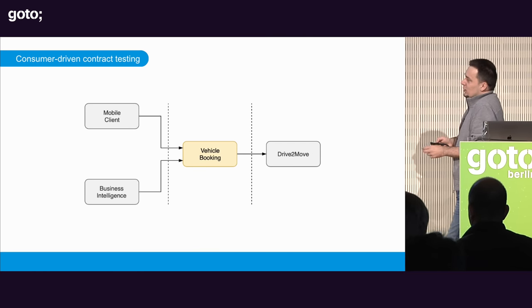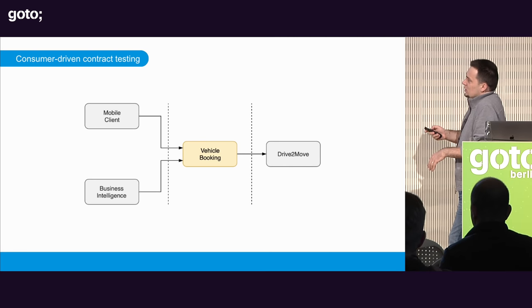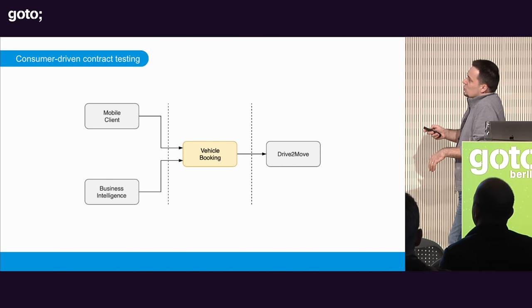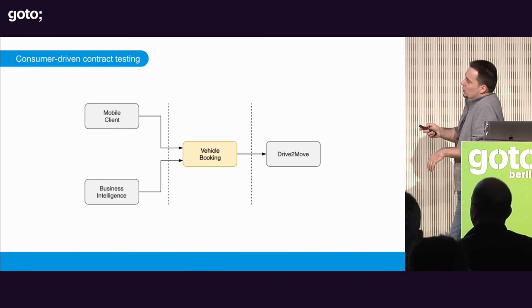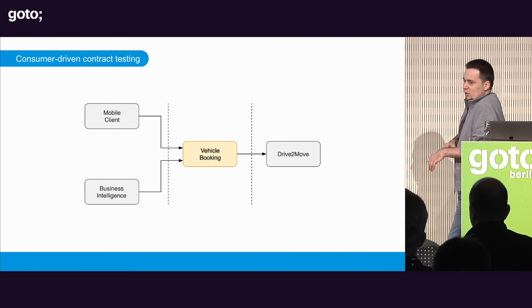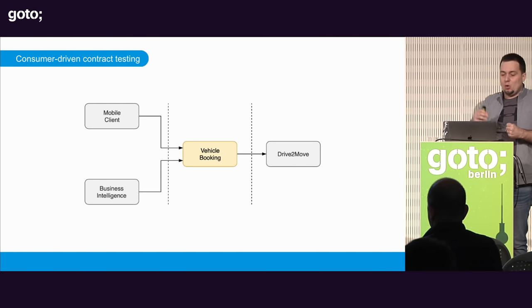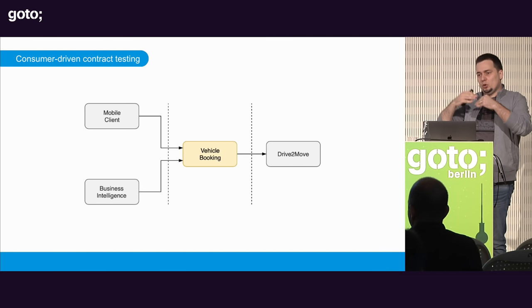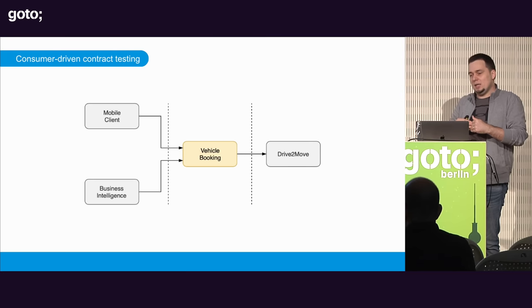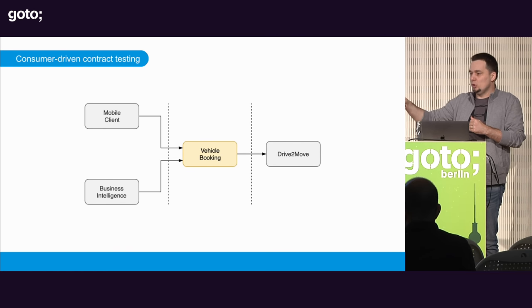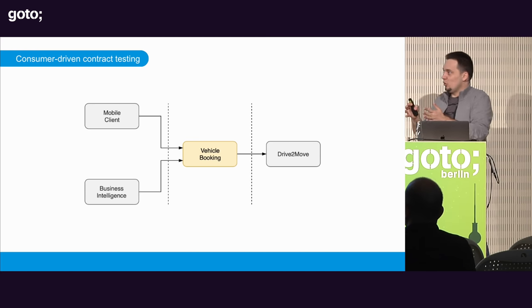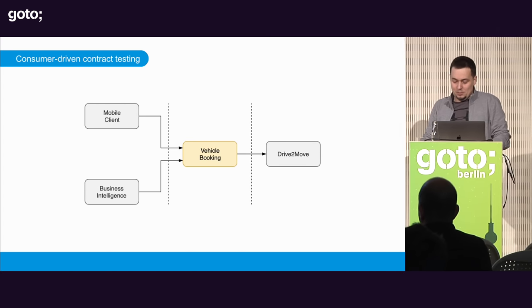Then we will identify two types of contracts. One is downstream. So vehicle booking has one downstream contract with drive-to-move, and it has two upstream contracts with a mobile client and with business intelligence. And then consumer-driven contract testing means that contracts are defined from the point of view of the client. So the client defines the contracts and tells the provider, OK, I want you to behave like this. And then the provider takes that and implements it.